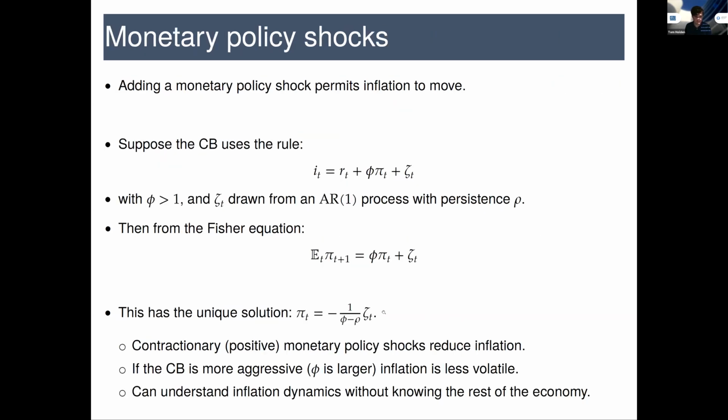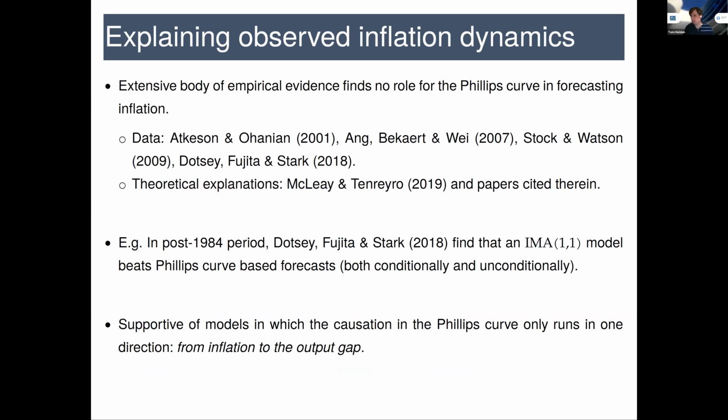So I think the nice thing about the fact that you get this solution where inflation is kind of independent of the rest of the economy, and it's just monetary policy shocks that are driving things, is that it's giving a good explanation for some of these recent findings on the poor performance of the Phillips curve for forecasting. The empirical evidence seems to suggest that the output gap is just not very useful for forecasting inflation. There have been some theoretical explanations. For example, McLeay and Tenreyro show that if the central bank is behaving optimally, then you can't identify these parameters of the Phillips curve.